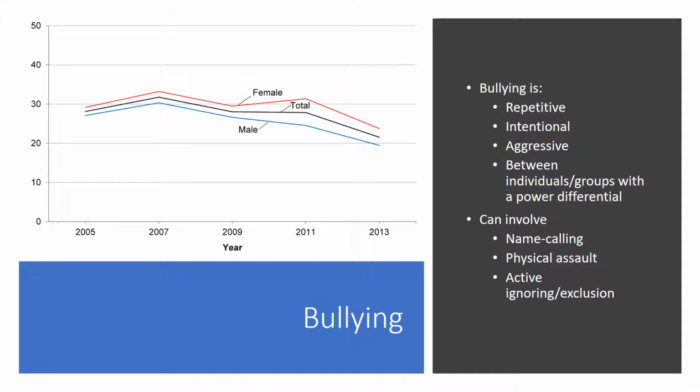Active ignoring, exclusion, and spreading rumors are what some call relational bullying. That's not necessarily physical bullying; it's looking at the relationships between people.